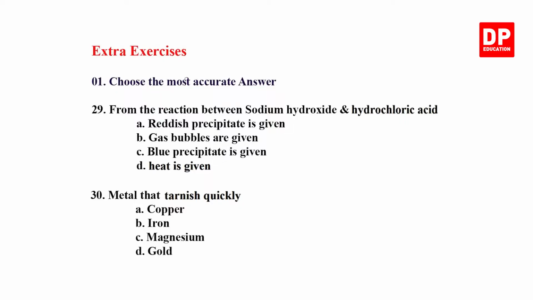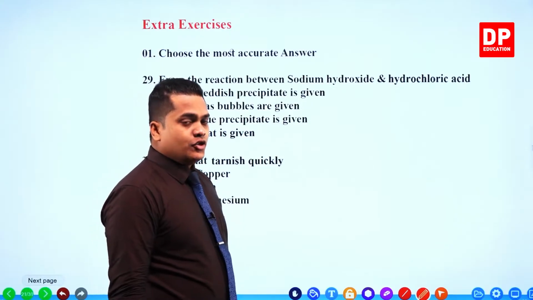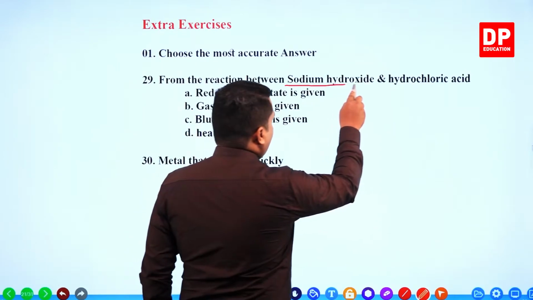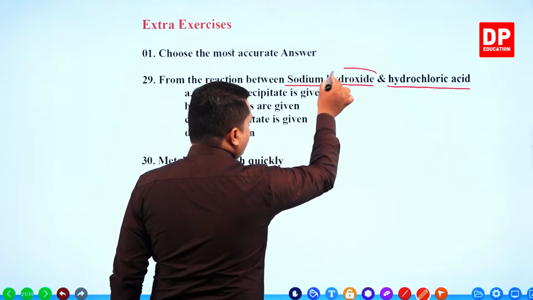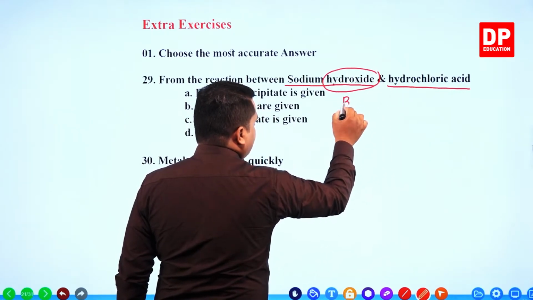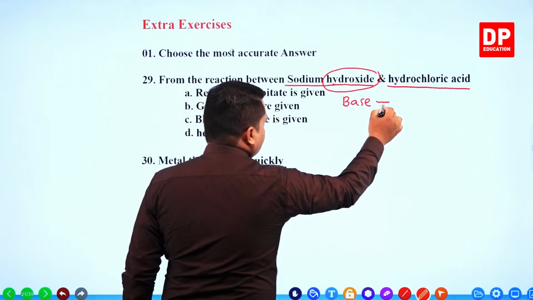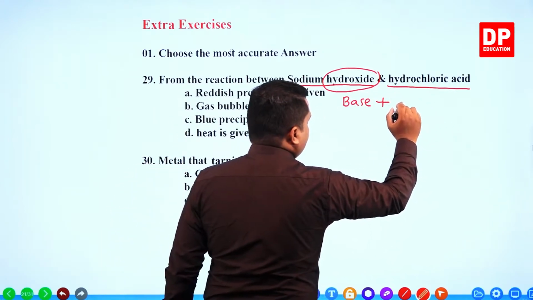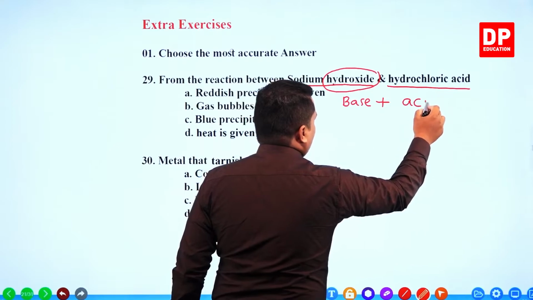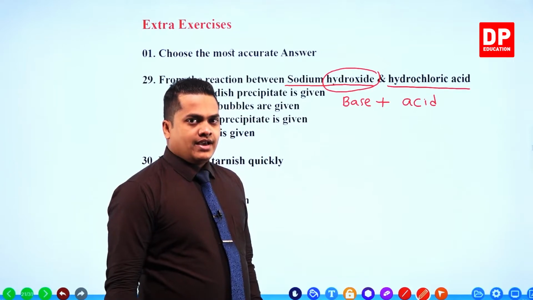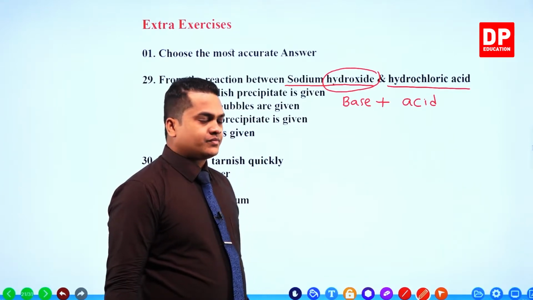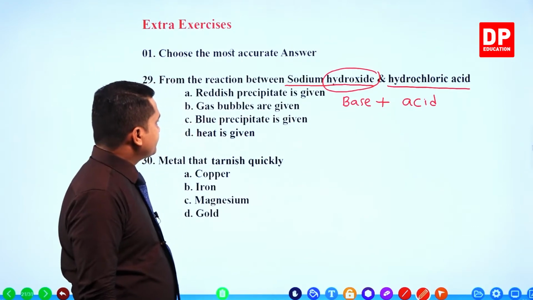Then the next one. From the reaction between sodium hydroxide and hydrochloric acid. Here you are given sodium hydroxide and hydrochloric acid. Once again you can observe hydroxide. Hydroxide means it is a base. Then hydrochloric acid is an acid. So this is also an acid-base neutralization reaction. So let's see what responses are given.